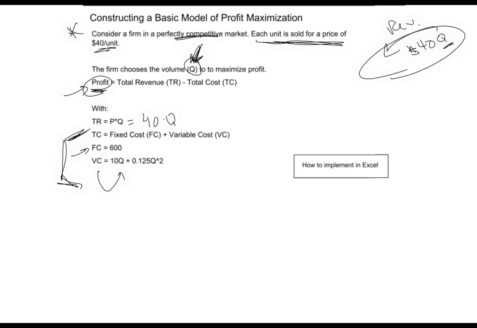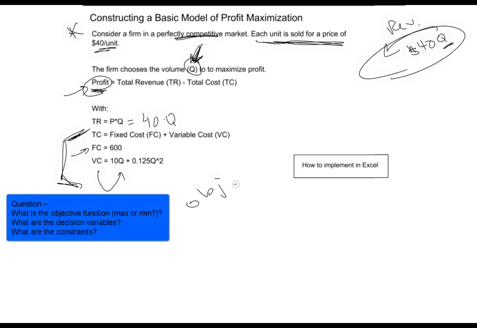Three parts to the story: objective function, decision variables, constraints. Real quick, what is the objective? What are the decision variables? What are the constraints for the setup of this problem?